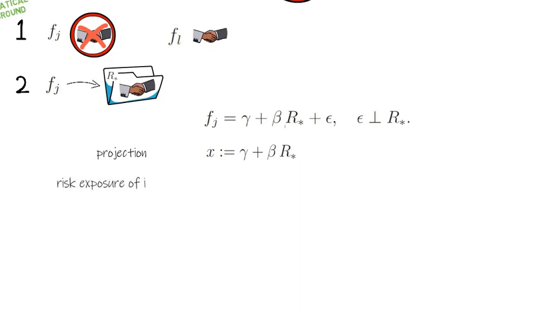So in order to get the risk exposure of an asset i to the non-tradable risk factor Fj, we approximate the covariance of Ri with Fj exactly with the covariance of Ri and X, the mimicking portfolio. So therefore the covariance of Ri with X will be beta times the covariance of Ri with R star. Now, in order to get the market price of risk for the non-tradable factor Fj, we compute the following.